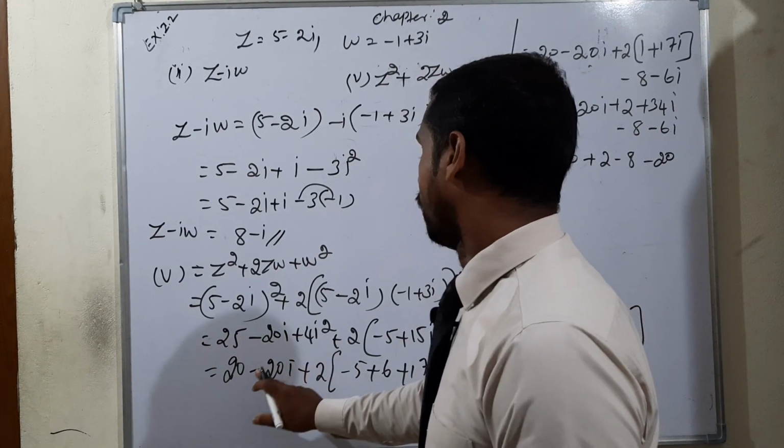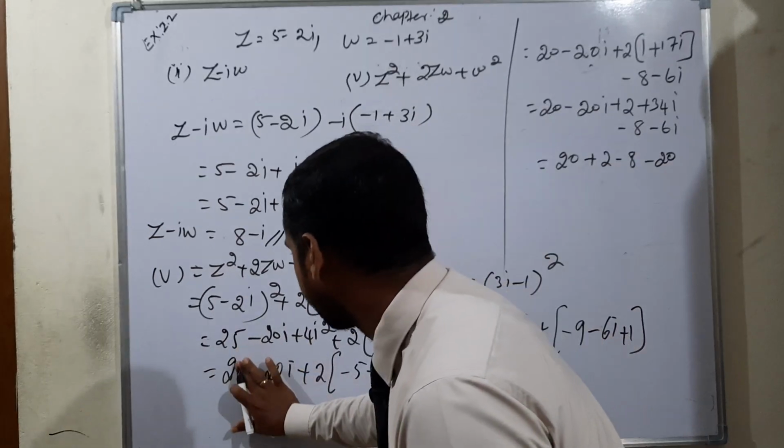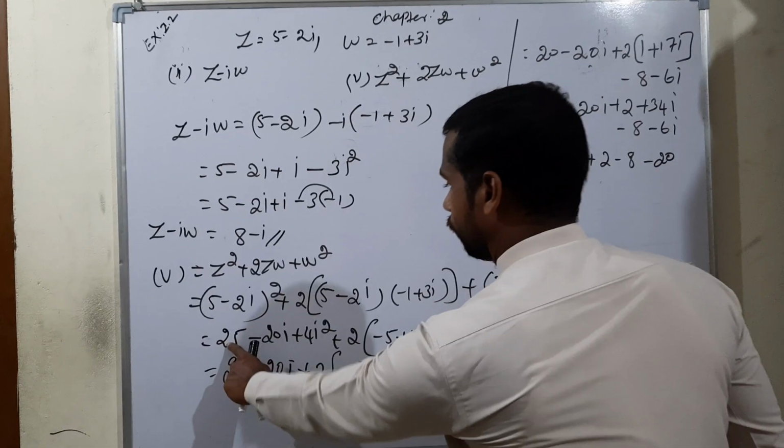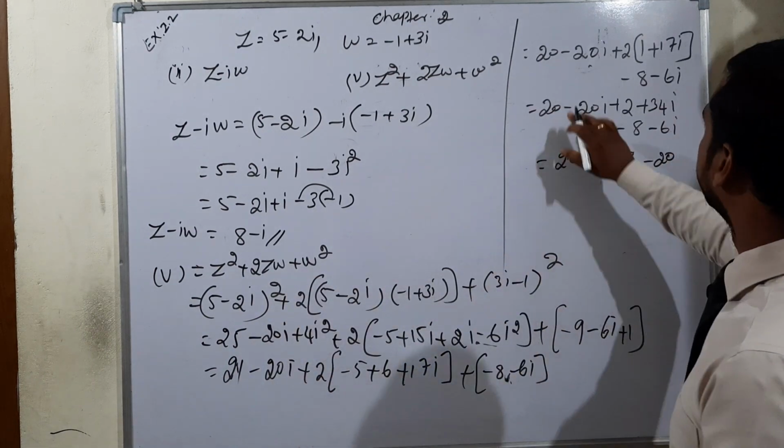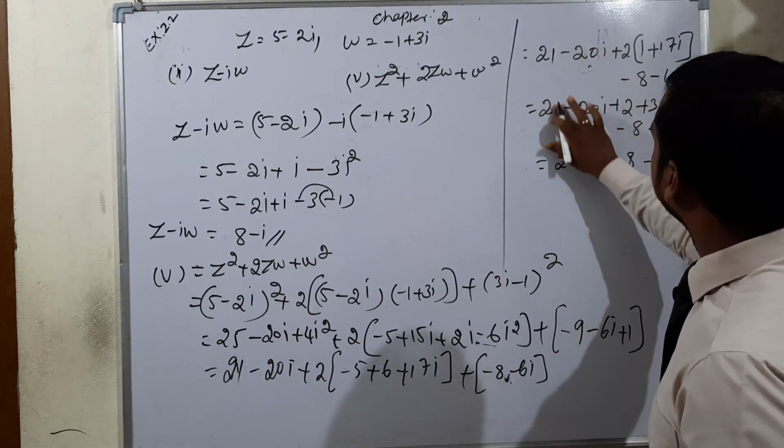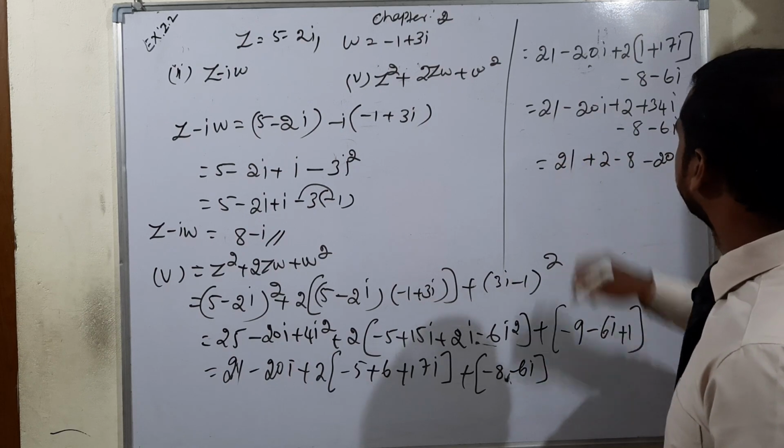So minus 4. Sorry my dear, 25 minus 4 means here 21 will come, isn't it? So 25 minus 4 means 21 will come. So definitely here 21. So here also 21. Here also 21, isn't it?